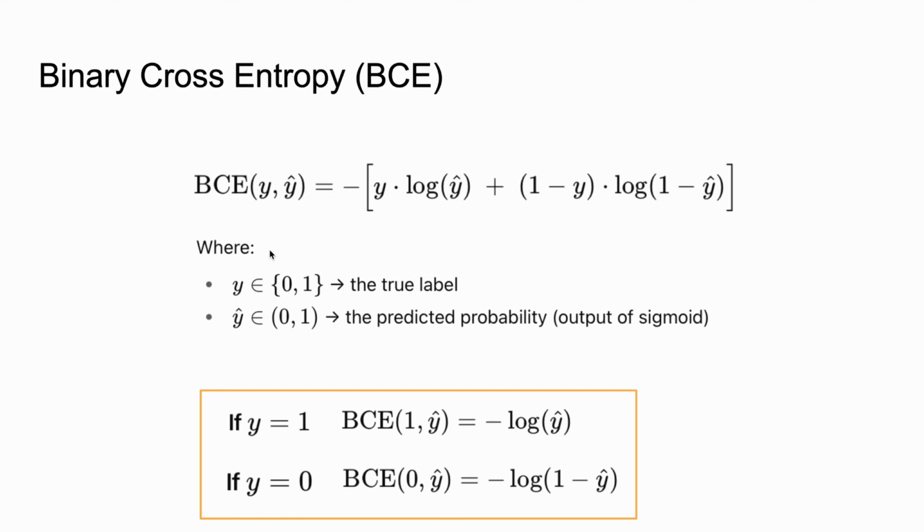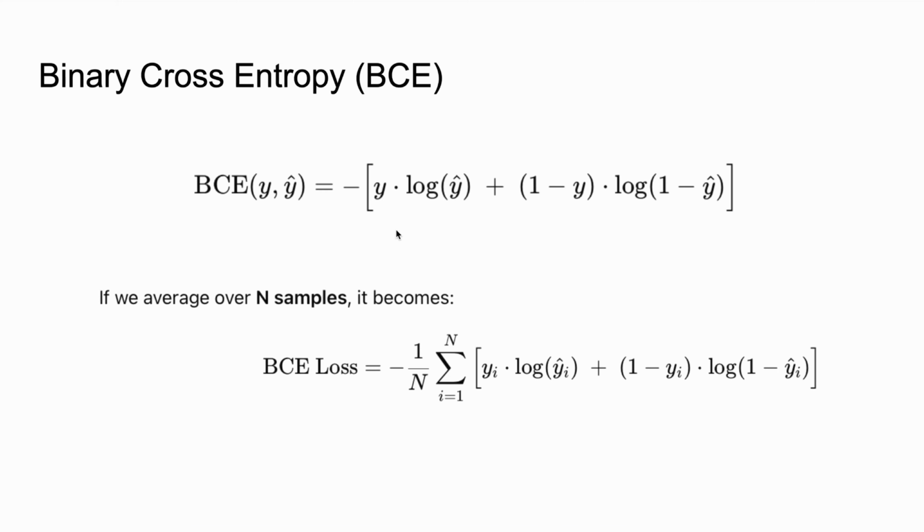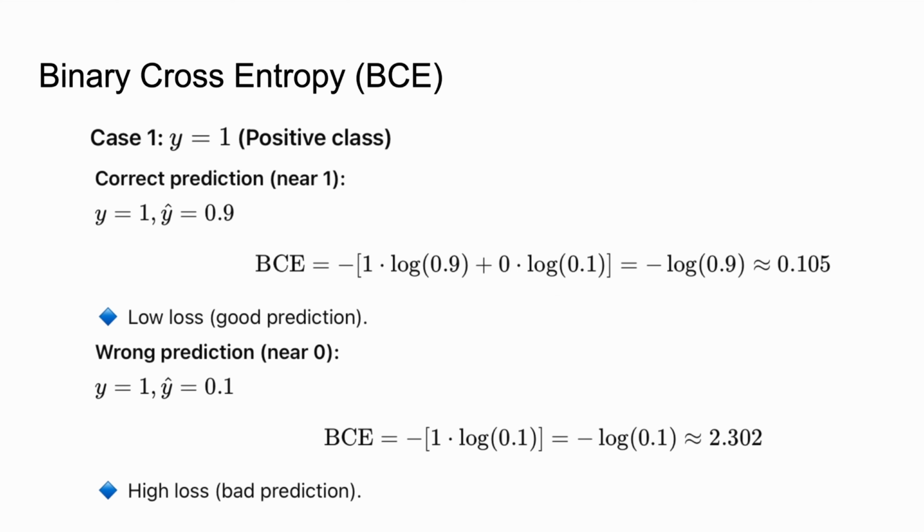But in reality, in the training data set, we'll have multiple inputs. So for multiple inputs, we take an average. This is the binary cross entropy formula that we saw, and if we have n number of samples, then we take an average over the samples. So this is the averaging of the whole function. Let's understand the binary cross entropy formula with some examples.